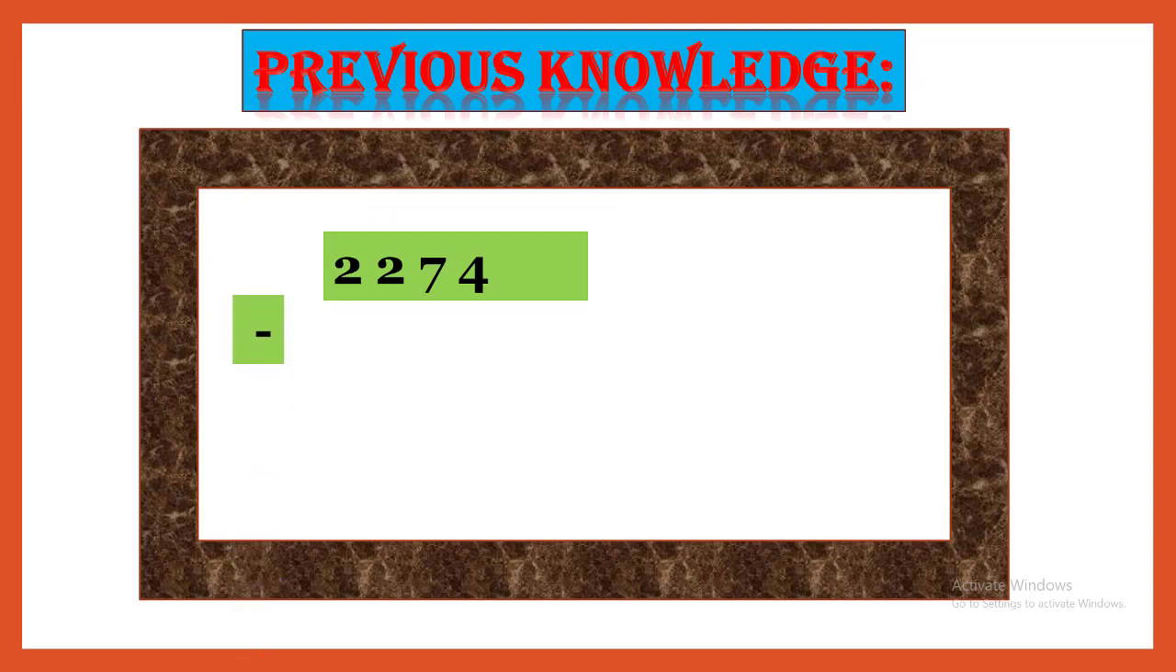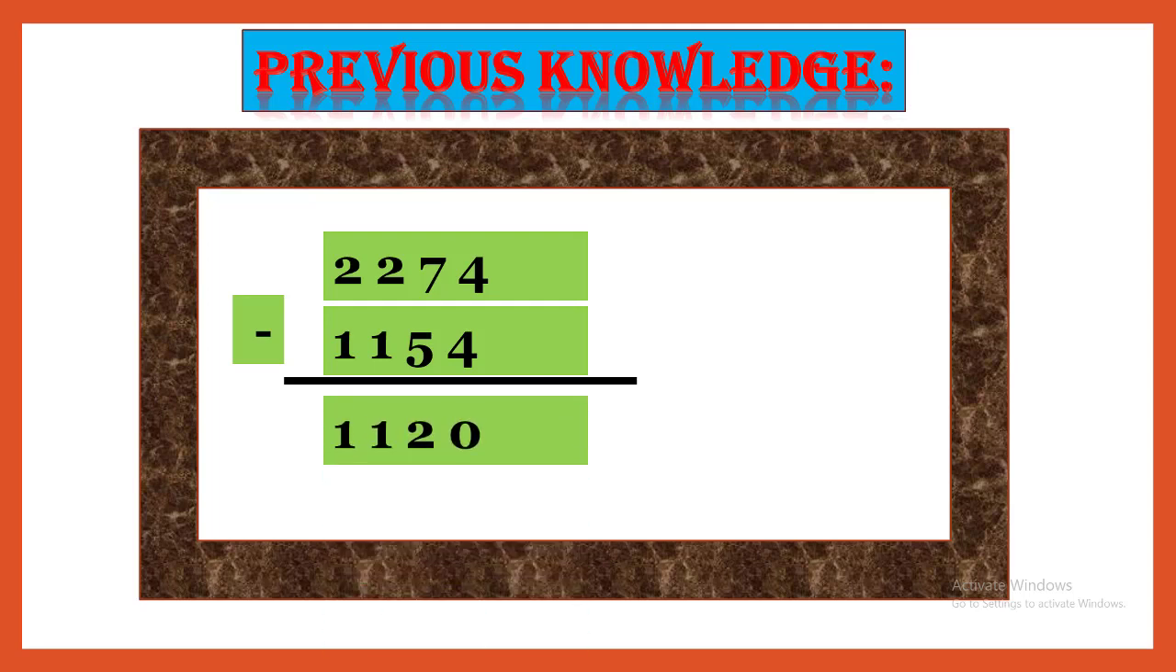In class 3, we have learned the subtraction of 3 and 4-digit numbers. Recall these subtraction questions. 4 minus 4 is equal to 0. 7 minus 5 is equal to 2. 2 minus 1 is equal to 1. And 2 minus 1 is equal to 1. When we subtract 1154 from 2274, we get the answer 1120.